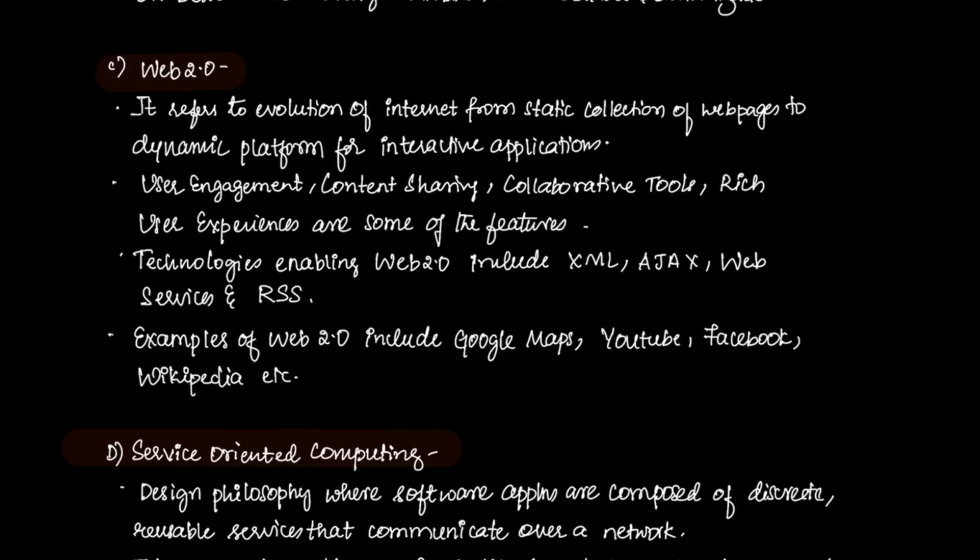So by this, cloud computing can be accessed via web browsers without requiring local installations and all of that. Then collaboration and social interaction platforms like Facebook and Google Drive involve user-generated content and collective intelligence. People can access it and provide their content accordingly. Then rich experiences, that is Web 2.0 powered technologies like Ajax, allow faster and more dynamic web pages. Technologies enabling Web 2.0 include XML, Ajax, web services, and RSS. Examples of these include Google Maps, YouTube, Facebook, Wikipedia, and so on.